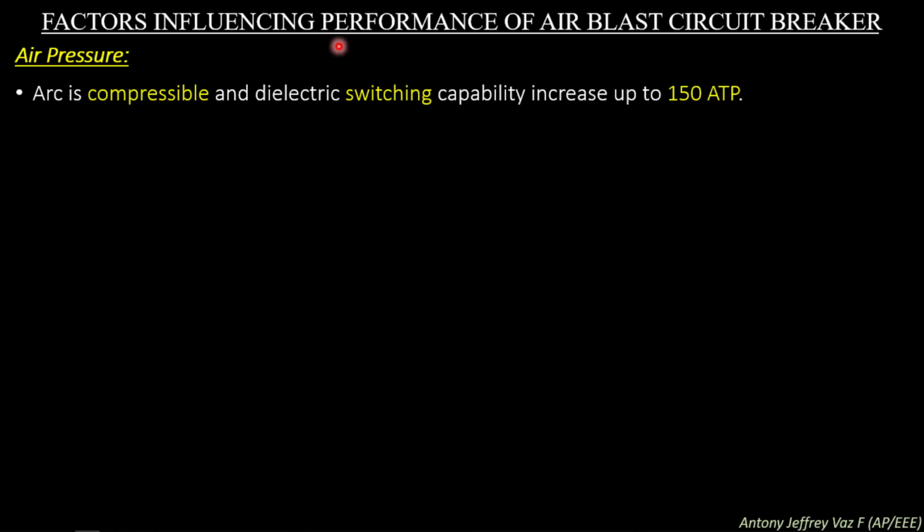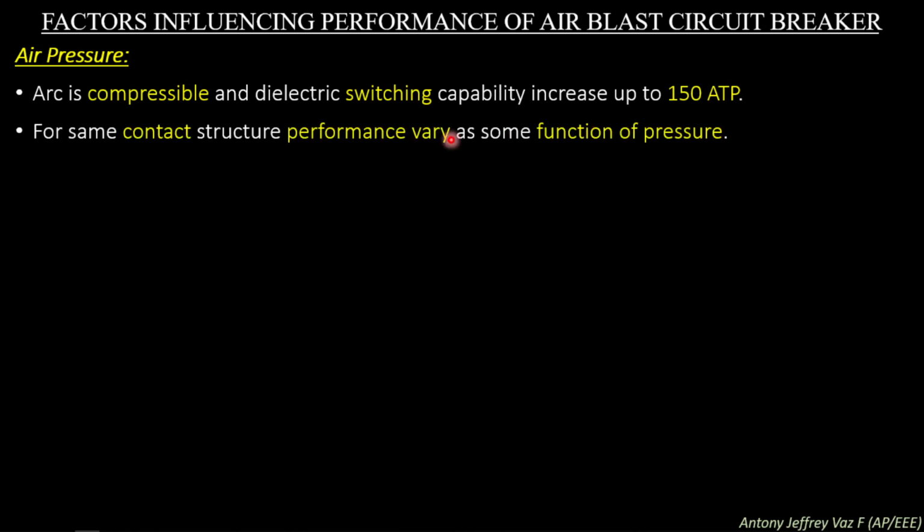Factors influencing performance of air blast circuit breakers. Arc is compressible and dielectric switching capability increases up to 150 atmospheric pressure. So, since the air is compressed to 150 atmospheric pressure, the dielectric strength of the air gets increased. For the same contact structure, performance varies as some function of pressure.